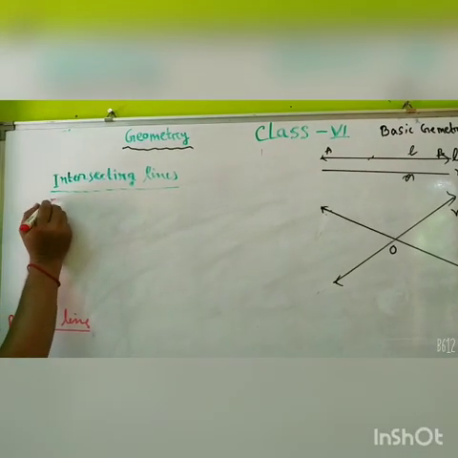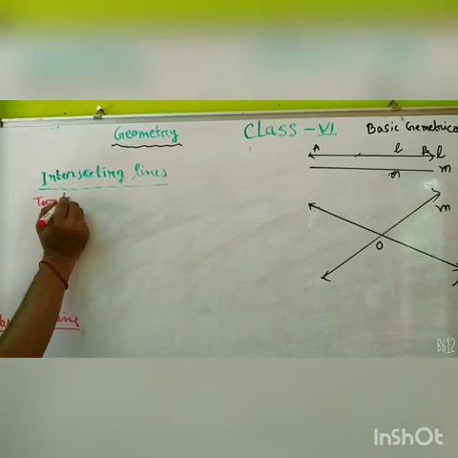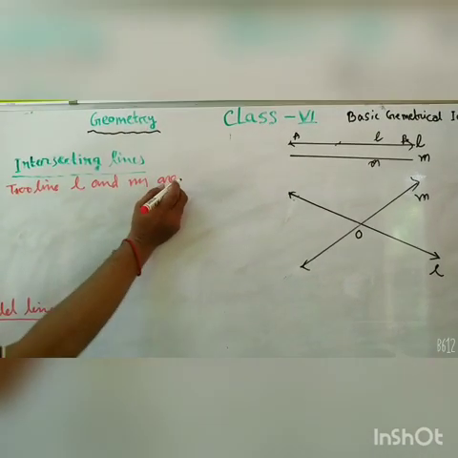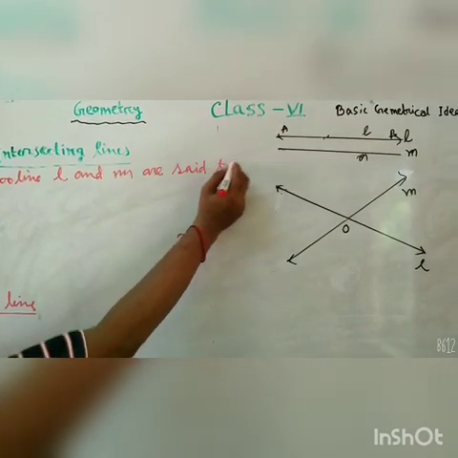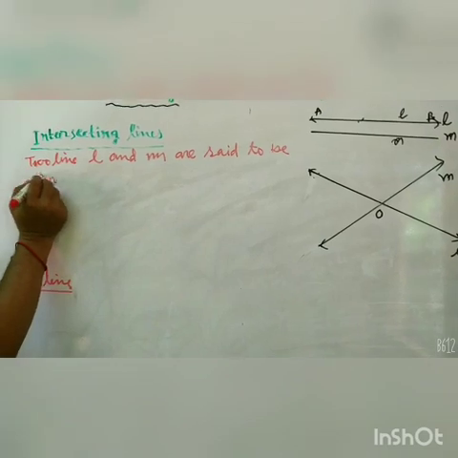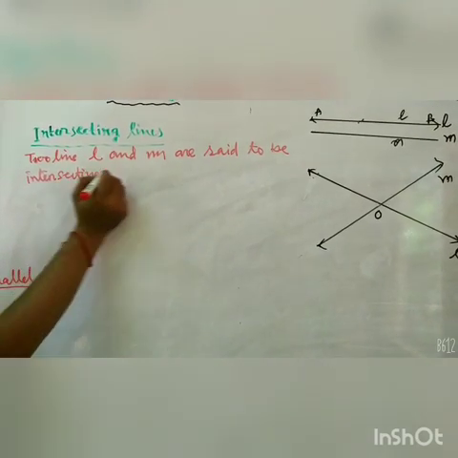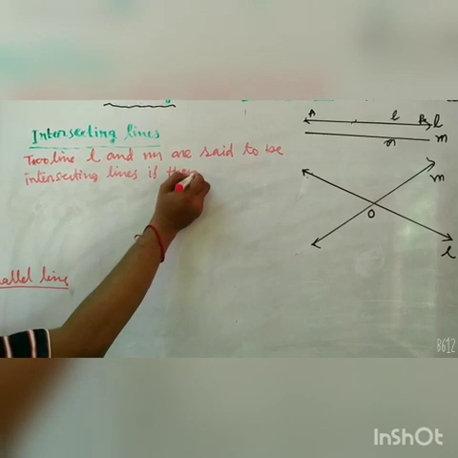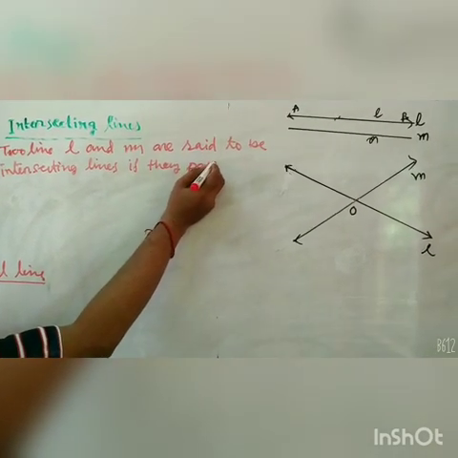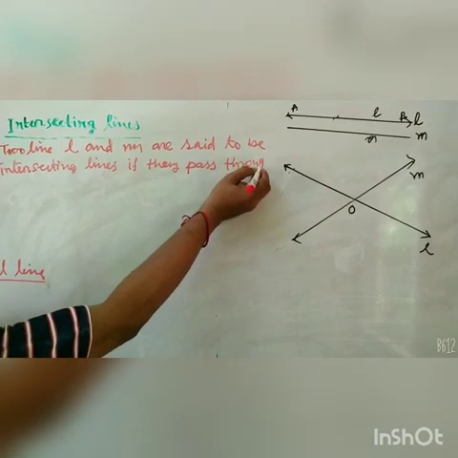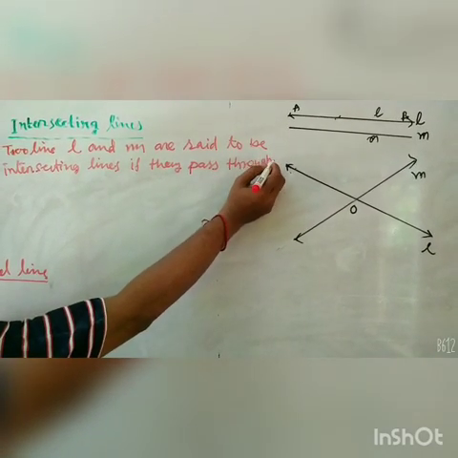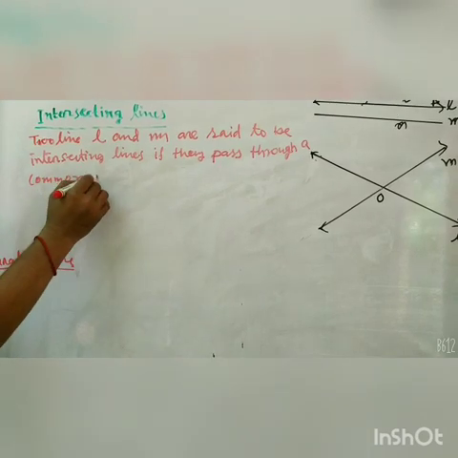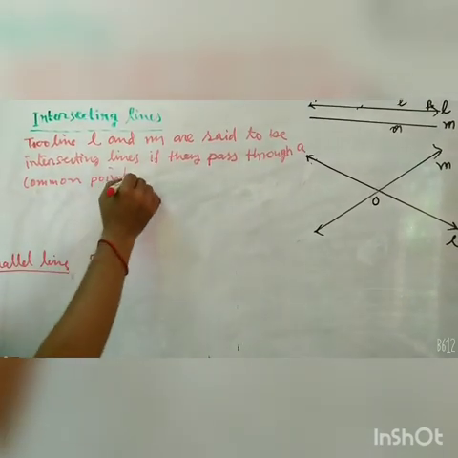Intersecting lines. What are intersecting lines? Two lines L and M are said to be intersecting lines if they pass through a common point. Only one common point. Okay.